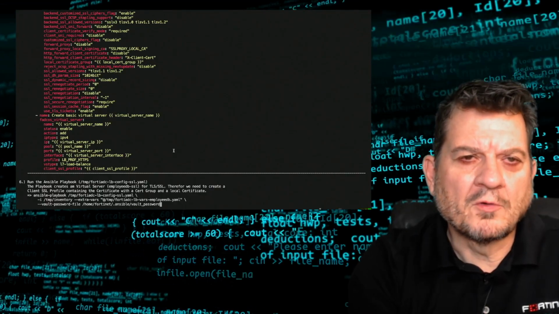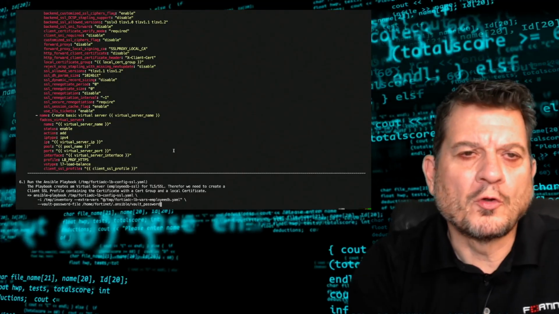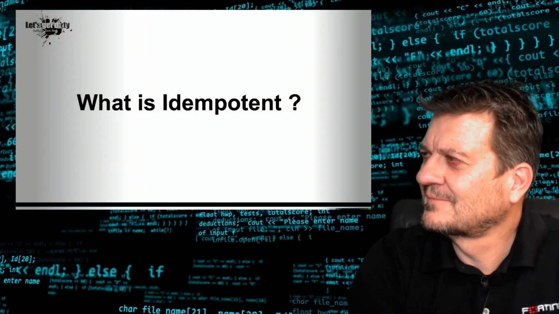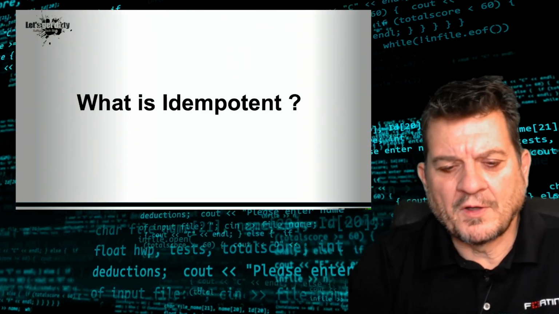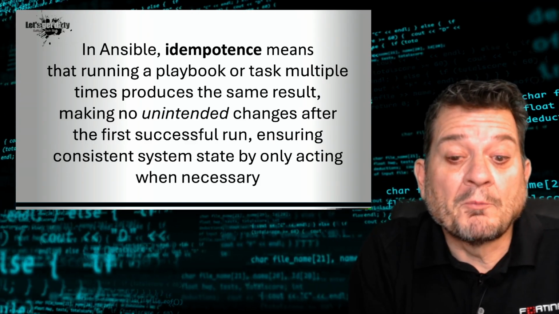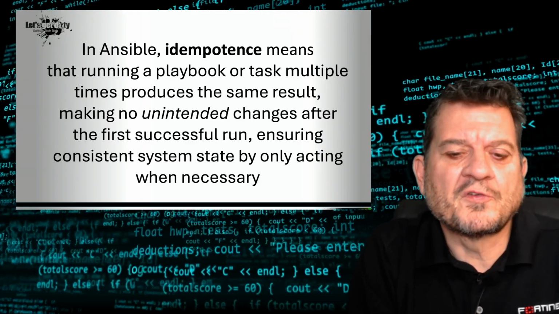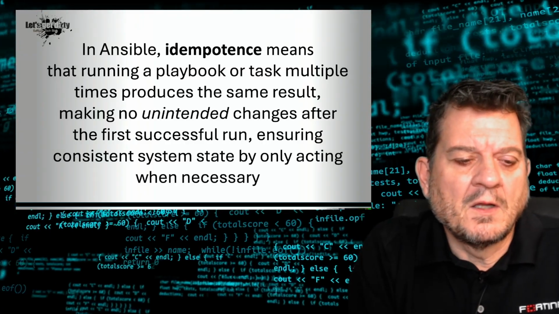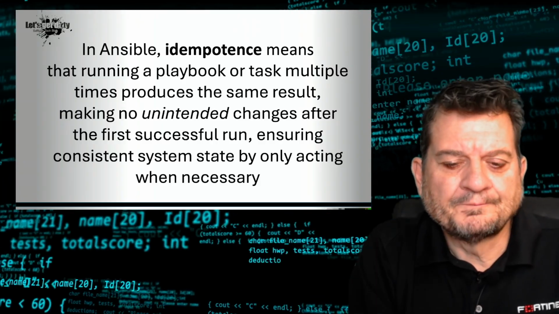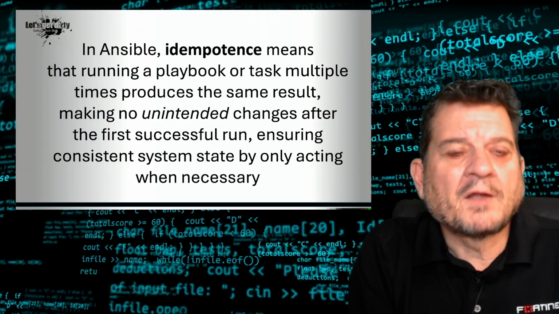Before we run the playbook, let's get one step back. While explaining the playbook, I mentioned the term idempotent. What does that mean? In Ansible, idempotent has a clear definition. It means that running a playbook or task multiple times produces the same result, making no unintended changes after the first successful run, ensuring consistent system state by only acting when necessary.